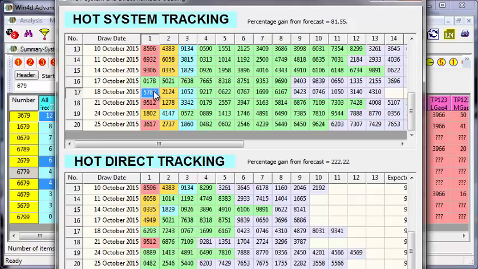Sorry, I'm not feeling so well today. I'm having a very bad cold. Alright, let's take a look at the hot direct number and see what happens. So from here we can see that as far as for the past eight draws system number is concerned, we have achieved 1, 2, 3, 4, 5, sorry, 6 times of first prize forecasted correctly.